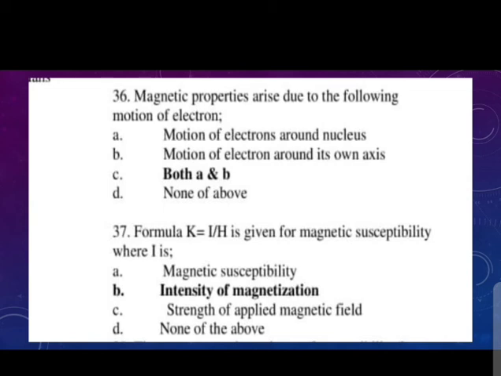Moving to our next question. Formula K equal to I upon H is given for magnetic susceptibility, where I is, our options are A. Magnetic susceptibility, B. Intensity of magnetization, C. Strength of applied magnetic field, and D. None of this. So our correct option is B. Intensity of magnetization.